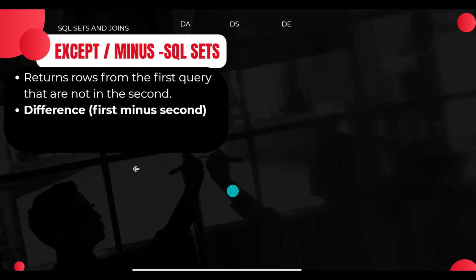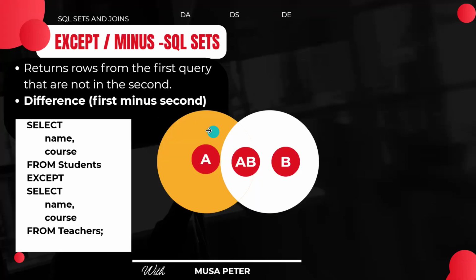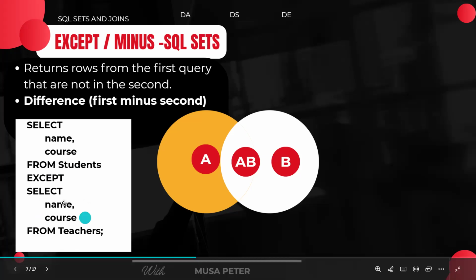So in short, if we want information found in the student's table only, then what we do is use except. We choose the student's name and the course from the student's table, and then we use an except command, or except set. This is an SQL set. So we use except, and then we select the names and the course of the teachers in this case.